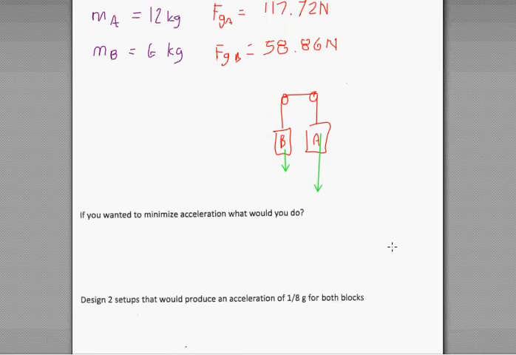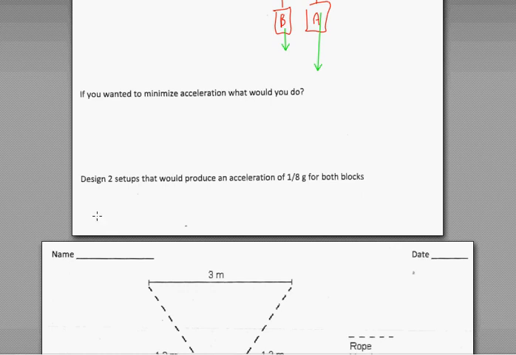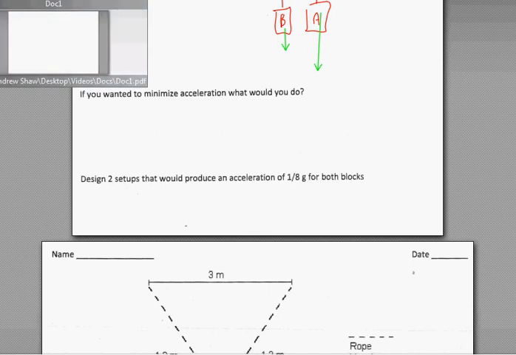And the last one is pretty difficult. Design two setups that would produce an acceleration of 1/8 g for both blocks. Well, I'll show you how to do this, guys. It's basically saying that acceleration is going to equal 1/8 g. Okay, so what does that really mean? Well, what we have to do is find acceleration.